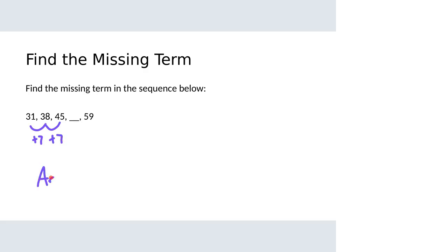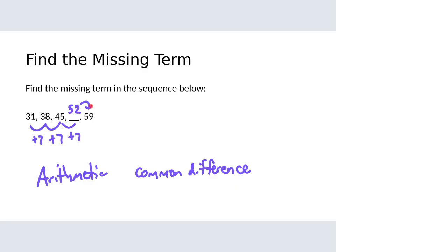Okay, that means this is an arithmetic sequence, which means we have a common difference. And so it's just going to be plus 7 to get here, and it'll be 52. And just to double check my work, plus 7 more would take me to the next one. So I feel great about my 52 being the next term, or being the missing term. And this is an arithmetic sequence that has a common difference. Let me know if you have questions on that before we look at another one.